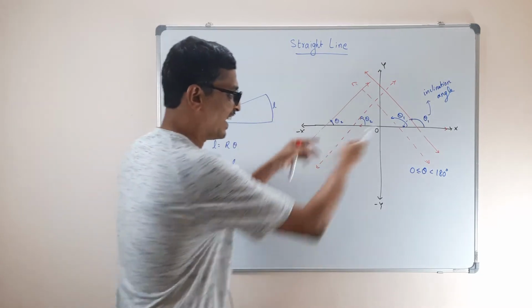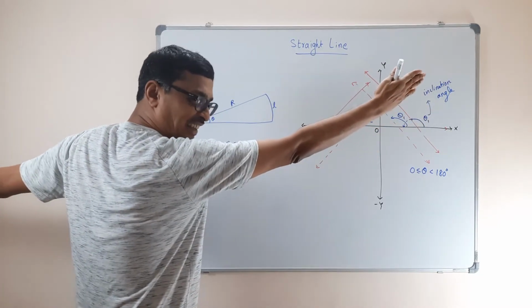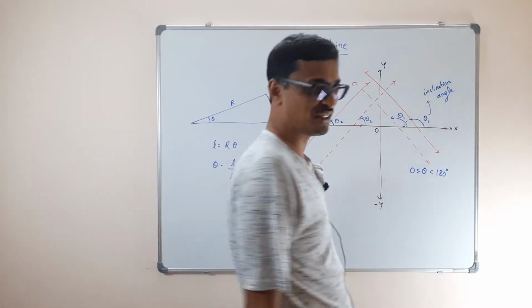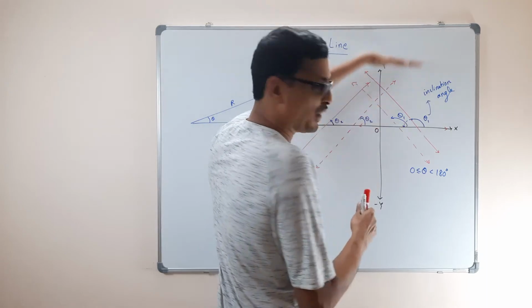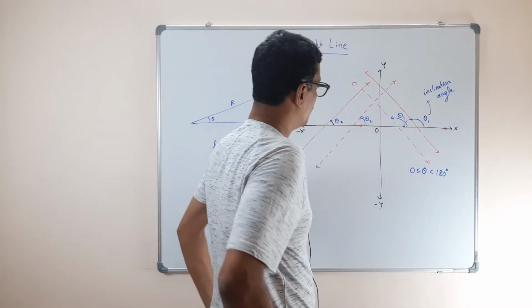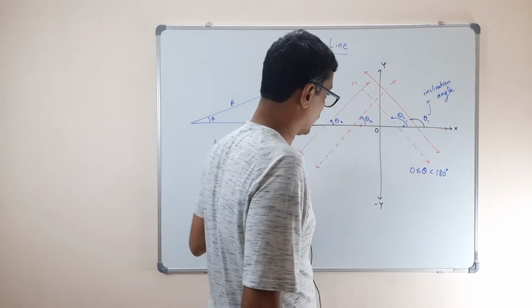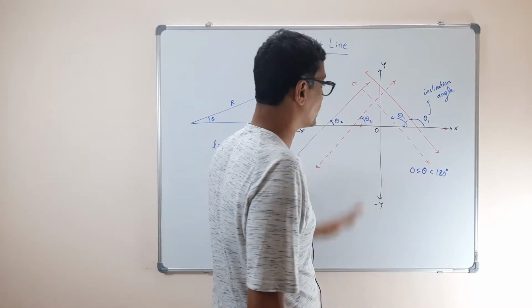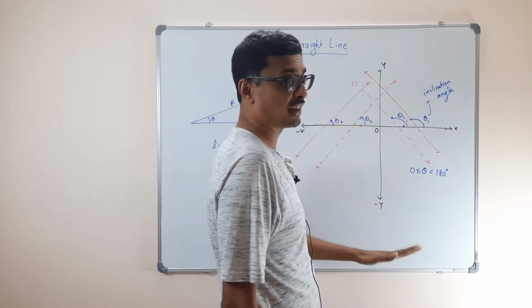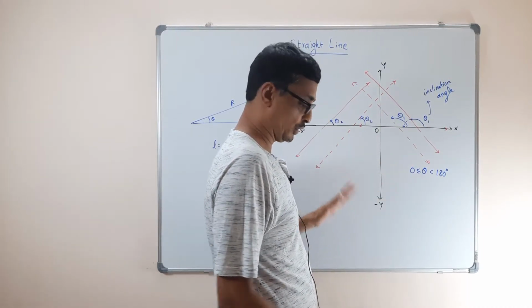When the lines are parallel, they intersect at infinity, correct? So when you put r as infinity, theta becomes 0. That's why any line parallel to the x-axis also has angle 0. So this is one of the important conditions: two lines are parallel if and only if the inclination angles are the same for both lines.